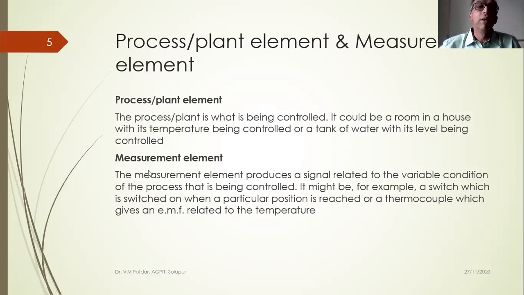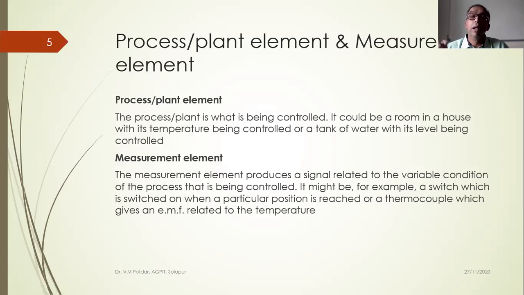And finally, I have got feedback element or measurement element. Now, the measurement element produces a signal related to the variable condition of the process that is being controlled. As we have taken the example of a furnace control system, this measurement element is a temperature sensing transducer, sensor transducer. It can be either RTD, it can be thermistor, it can be thermocouple. If it is the pressure that is the parameter that is to be controlled, it will be a pressure sensor or pressure transducer.